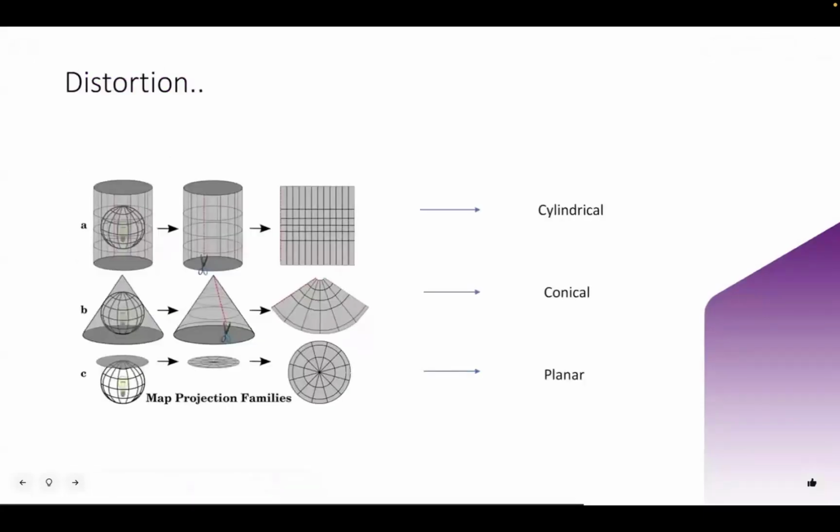There are 3 distortion families. I'm not going to talk too much about this. Within each of these families, there are hundreds to thousands of different types of projections. They are not really necessary to know here or today. But here is a quick example of how a map that we are all familiar with is distorted because of using different projection methods. So let's have a look at this example here.